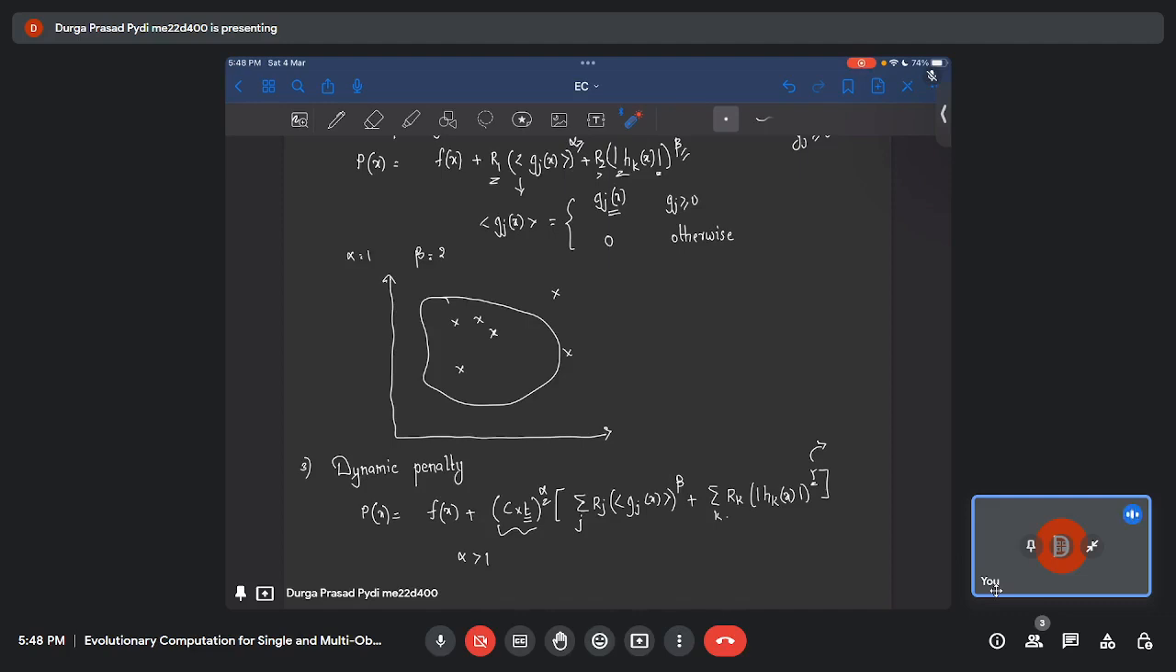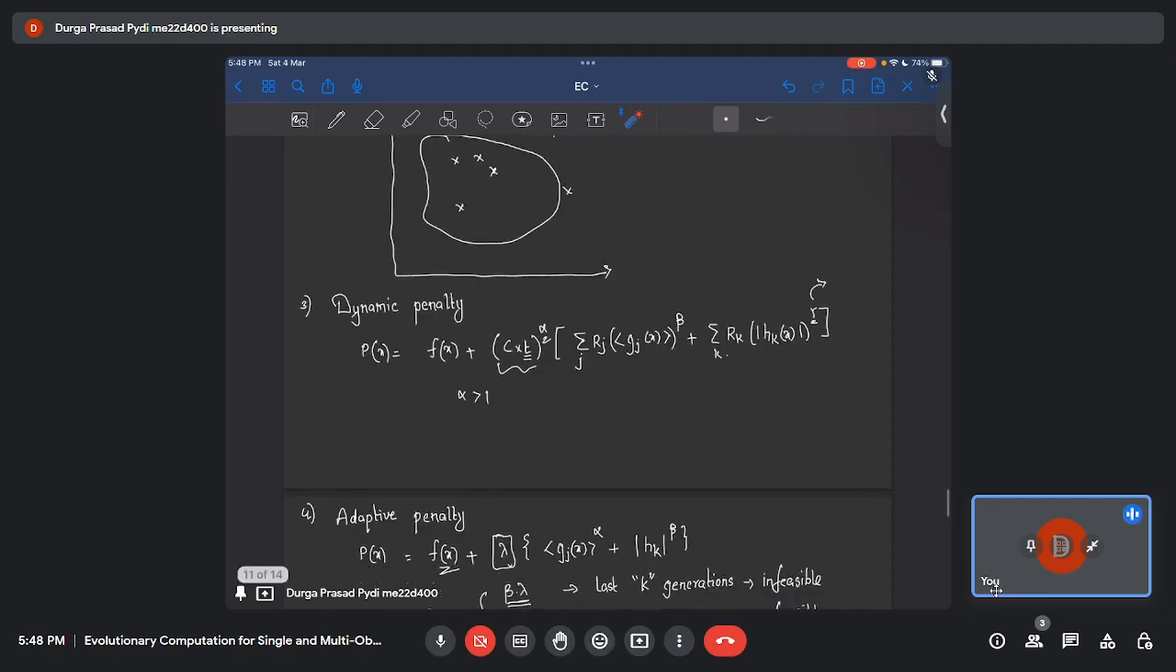Finally, if you have a feasible solution, h of x and gj will all be 0, and minimizing p of x will be equivalent to minimizing f of x. So the function which you take should not matter to your final solution.